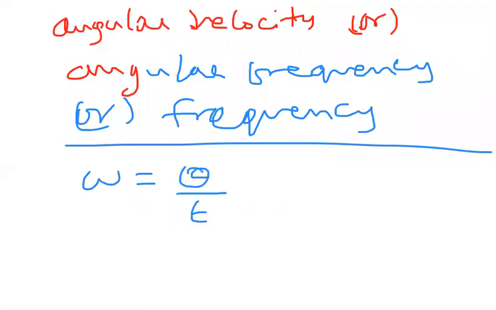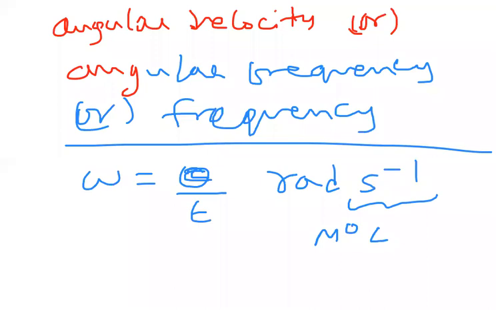Observe carefully. Angular frequency, omega, is theta by t. Theta is in radian, time is in second, so the unit is radian per second, or radian second inverse. Radians don't have dimensions; radian is the unit of angular displacement, but has no dimensions. So only second inverse remains, and second is related to time. So the dimensional formula is M0, L0, T power minus 1.